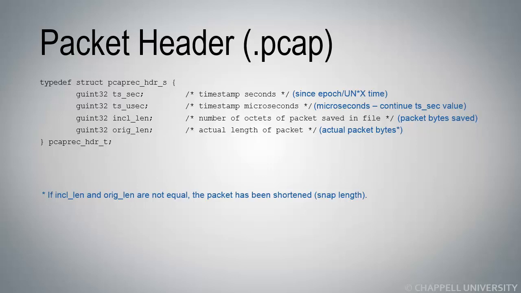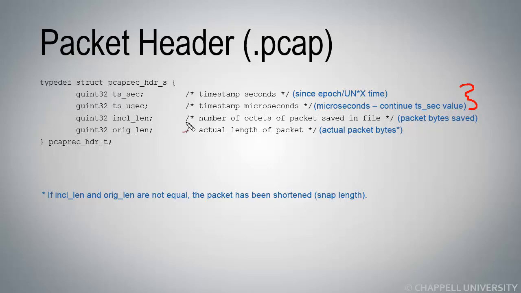Notice that we right away have timestamp information. The timestamp information is an offset since epoch time or Unix time, which is January 1st, 1970. To add on to that, we have the timestamp in microseconds. So these two fields go together to give us the offset from epoch time.